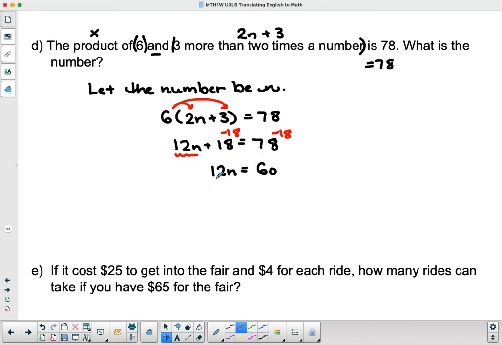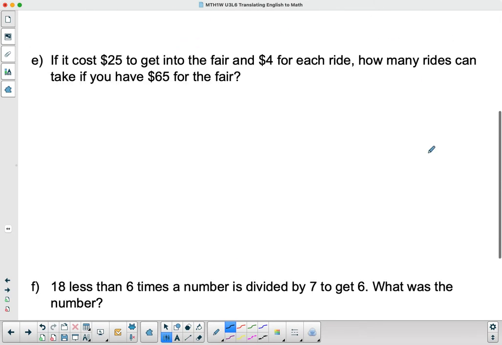And then to get rid of the 12, which is multiplying the n, I do the opposite, which is divide by 12. Whatever I do to one side, I get to do the same thing to the other. So we divide both sides by 12, and I get n equals 5. And our therefore statement, therefore, the number is 5. Moving right along.